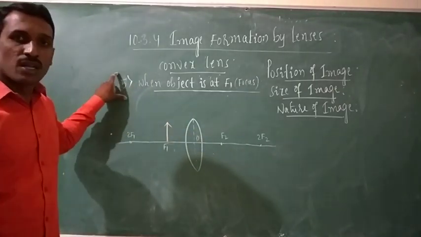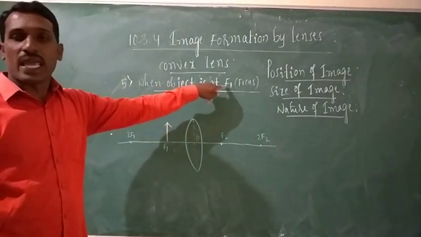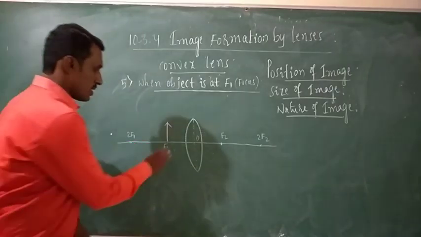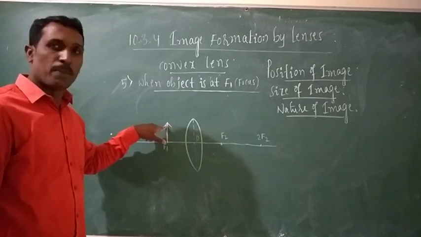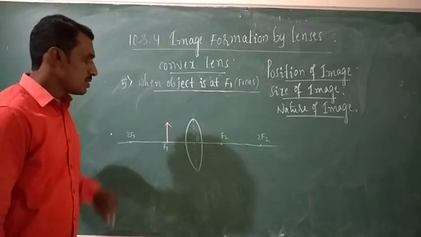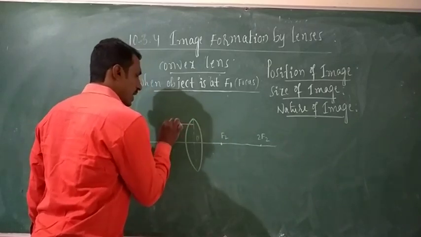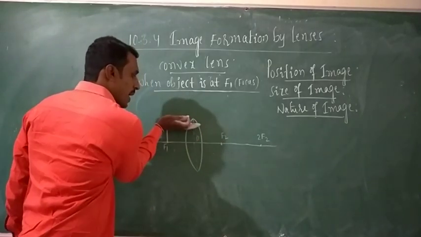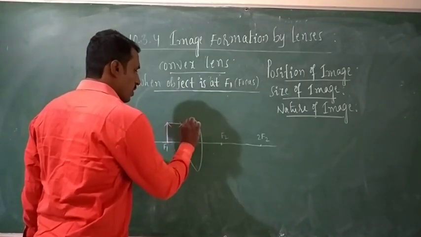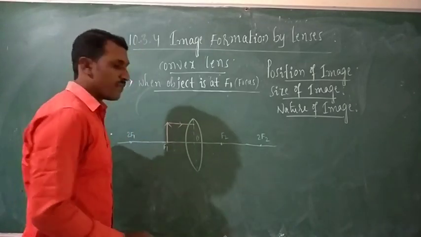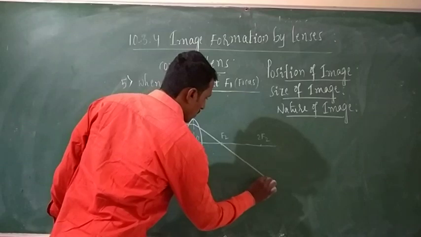Okay students, now we will move to the fifth case, that is when the object is at f1 or focus. See, this is focus. At this point only I placed the object now. I will take two light rays. The first light ray or incident ray is parallel to the principal axis. We know very well, it passes through focus after refraction.